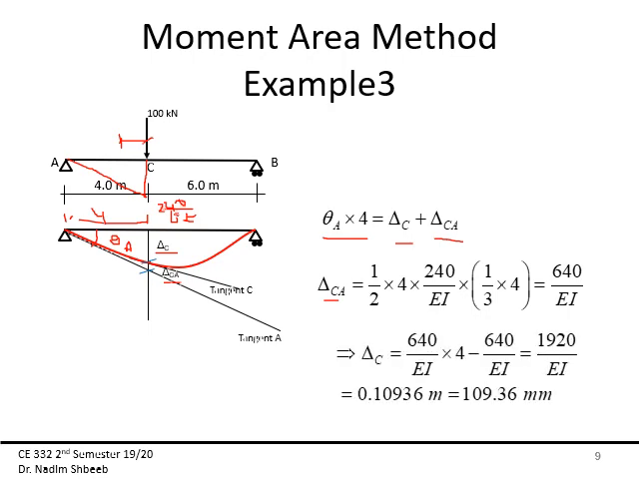Then delta C, the value that I want, is going to be 4 times theta A minus 640 over EI. It's going to give me a value of 1,920 over EI. Again, since this is the last thing to find, now I'm going to substitute over EI with 17,556, and the final answer would be 109.36 millimeters. As I said, always leave the substitution of the value of EI to the very end. If you do it at the beginning, the values are going to be very messy, and the chances of you making mistakes will be greater.